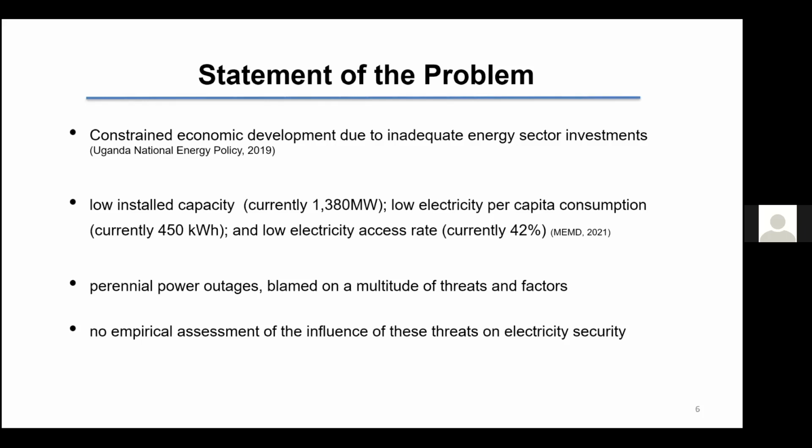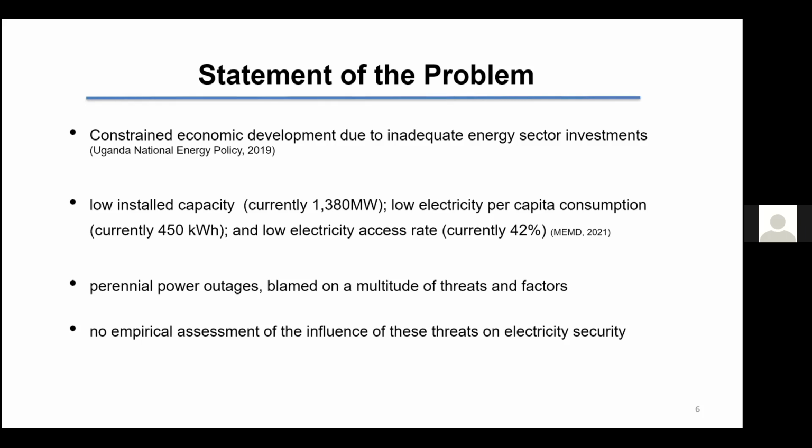But also issues to do with access to electricity itself. We are a country that is still very low in terms of electricity access, just averaging about 42% as we speak today. In other words, about 4 out of every 10 Ugandans today, as we speak, have access to electricity.